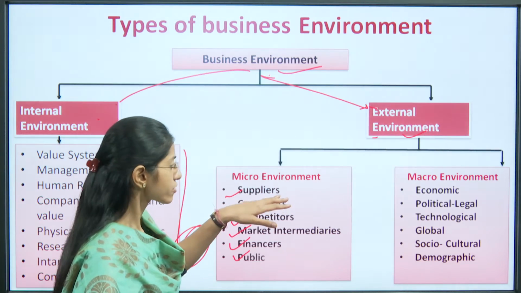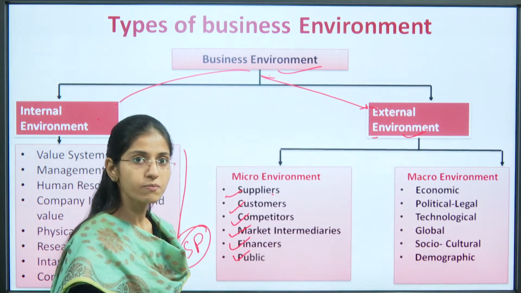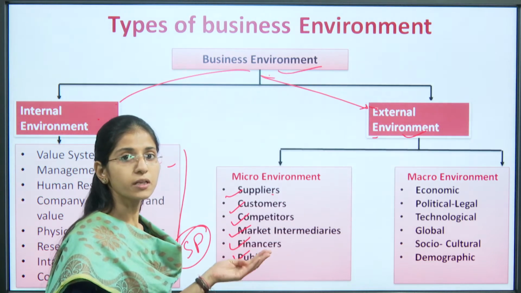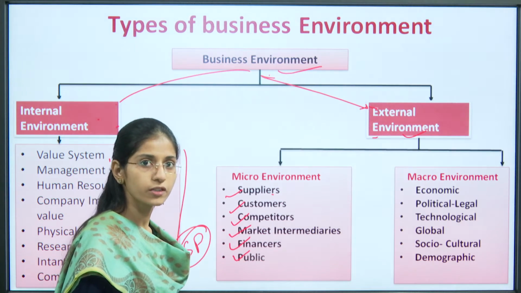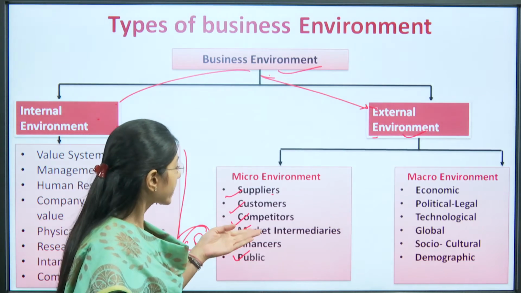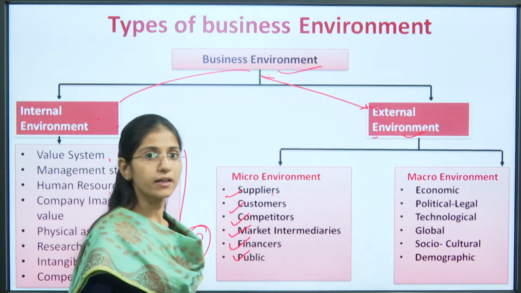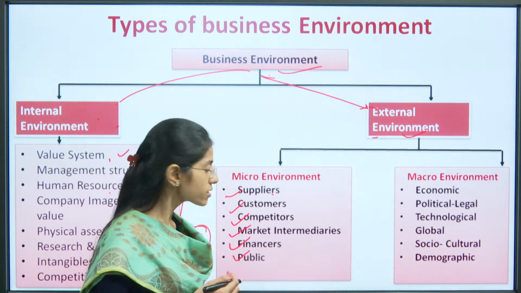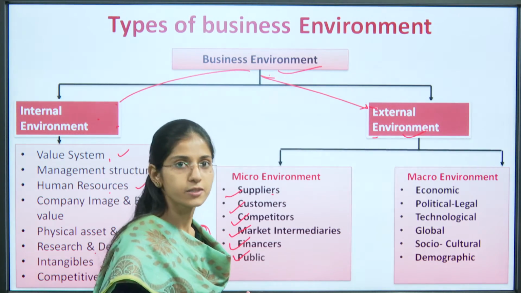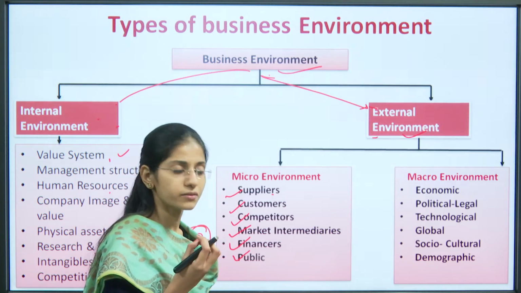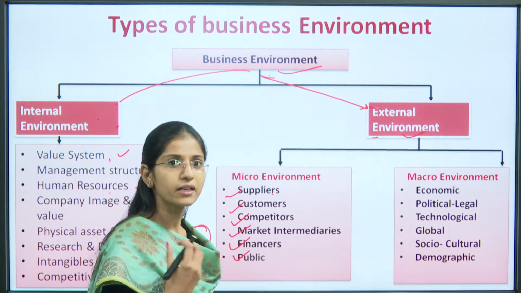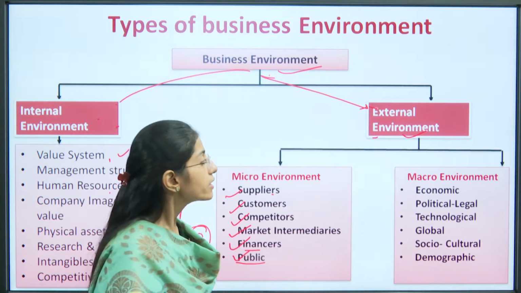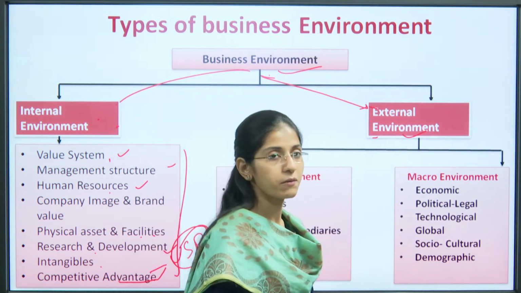Suppliers who supply raw material to the business come under this, and next are customers of the business who are using the product or services of the business. Next are competitors of that particular business who are dealing with the same products and services in the market. Next are market intermediaries, which are the firms directly and indirectly related to the business, and financiers and public. Now, let us see the macro environment factors.